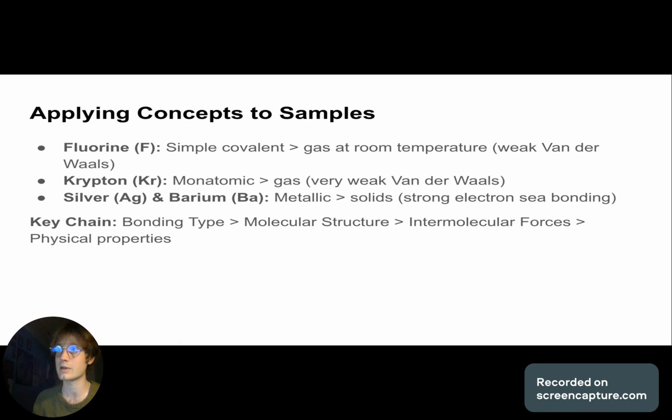And then there's silver and barium, which are both metals with metallic bonding. Their delocalized electrons create strong attractions throughout the entire structure, and that's why they're solids at room temperature and are malleable. Remember this chain of reasoning. Start with the element, then consider their electronegativity differences, then predict the bonding type, and then from the bonding predict the structure. From the structure predict the intermolecular forces, and finally predict their properties. And this is how we can understand and identify samples.